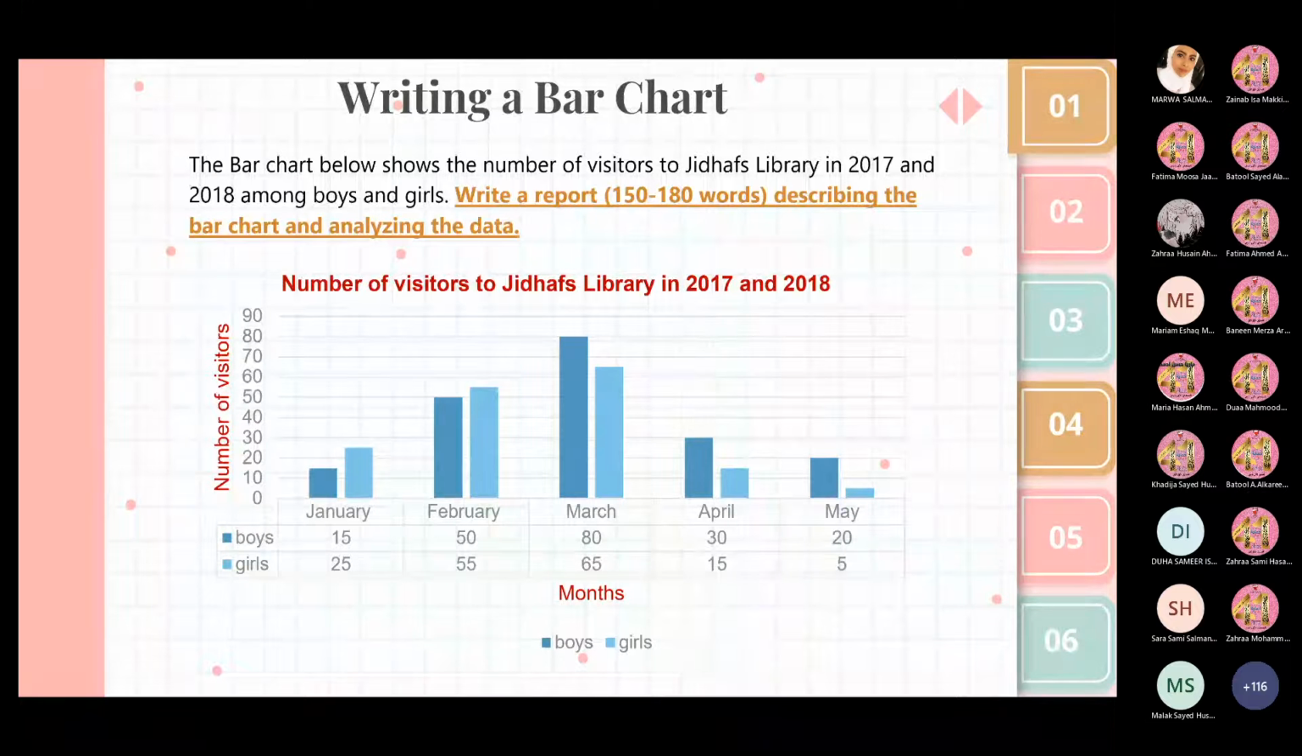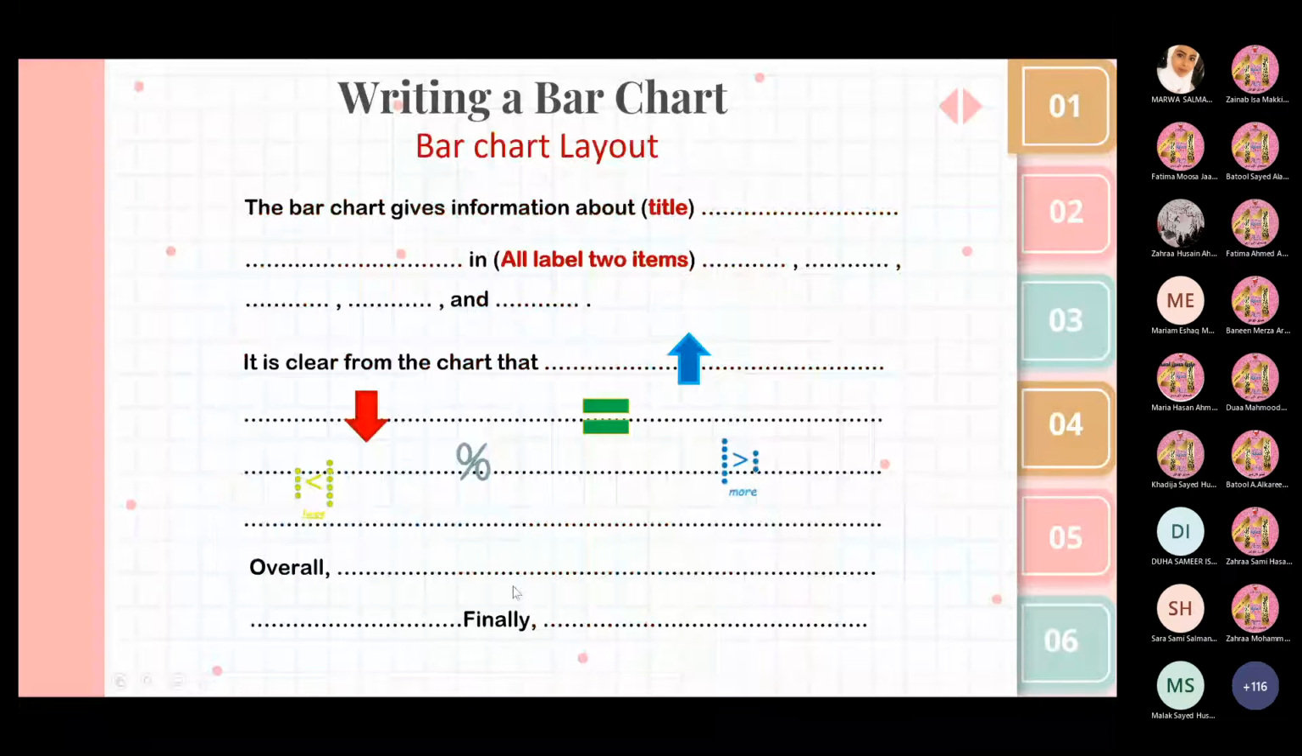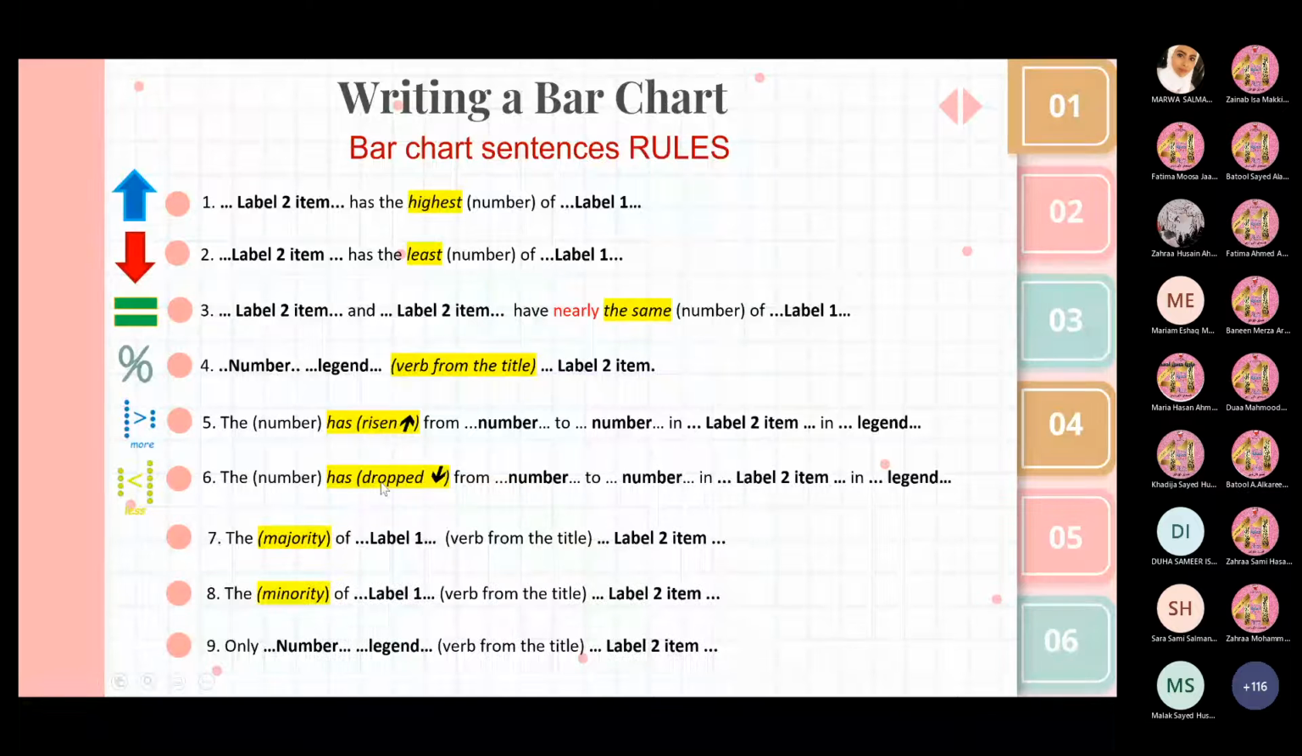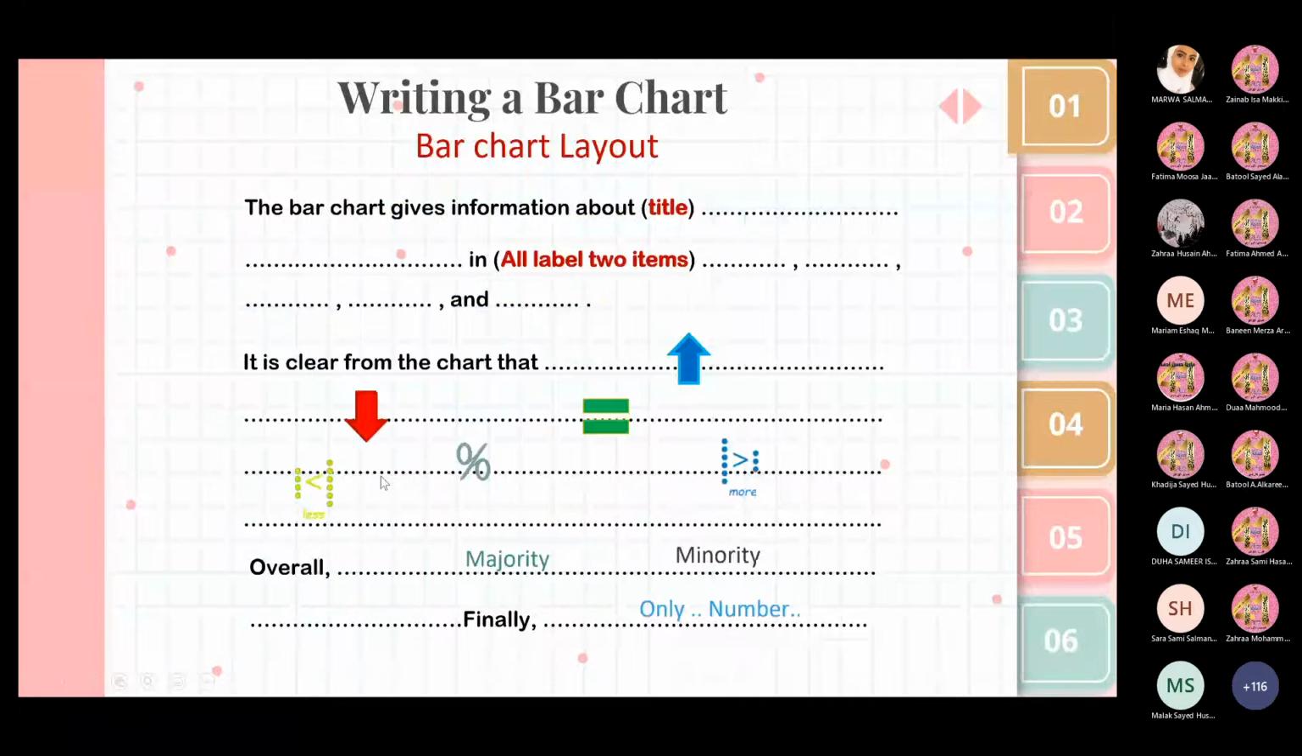Which sentence can you repeat more than once? You can write more options about it, the number sentence. You have plenty of numbers. Choose any number and write a number again, like a different sentence using the rule of the number sentence. Just this one, the number legend, number 4: number, legend, verb from the title and label to item. You can repeat this sentence more than once. You can repeat has risen, you can repeat has dropped. Make sure that you reach the limit of the words.